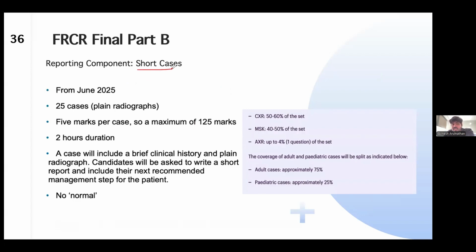Then you'll have short cases. Short cases have been introduced only from June 2025. You have 25 short cases. Short cases are all plain radiographs, where maybe you can have a radiograph with multiple lytic bone lesions or multiple sclerotic bone lesions with a DJ stent in situ. So you'll have an abdominal radiograph, and in it you have a DJ stent on one side, and you have multiple sclerotic bone lesions in the pelvis and in the vertebrae and everything.